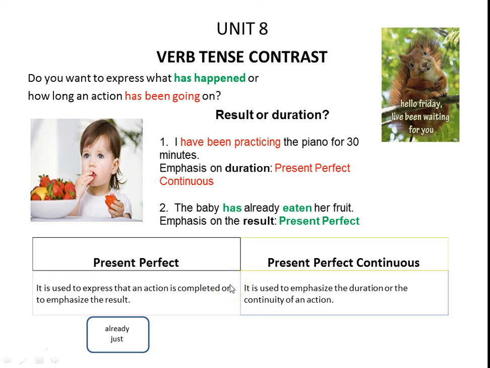Have you already done your homework? I have been doing my homework since morning emphasizes duration, which is the present perfect continuous. And if your answer is yes, I have already done it, I have just done it, I have done it, you are using the present perfect and you are giving emphasis to the result.